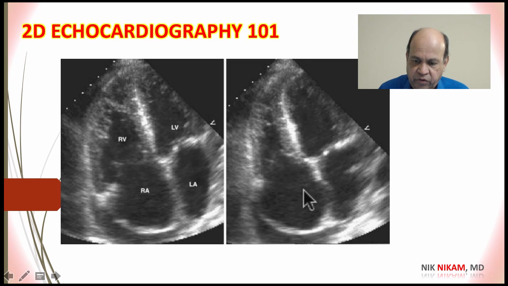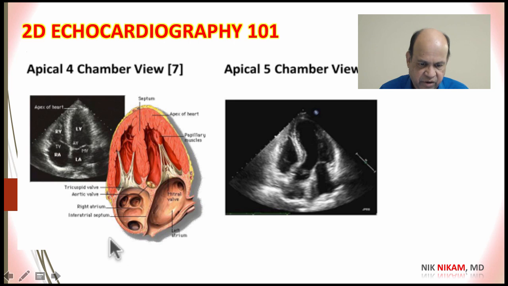We are looking at 4 different chambers, or I should say all 4 chambers. Let's proceed further. Here is an anatomic representation of the heart correlating with the echocardiographic findings, which pretty much parallel what you see in the anatomic picture. And here we have what is known as the 5-chamber.